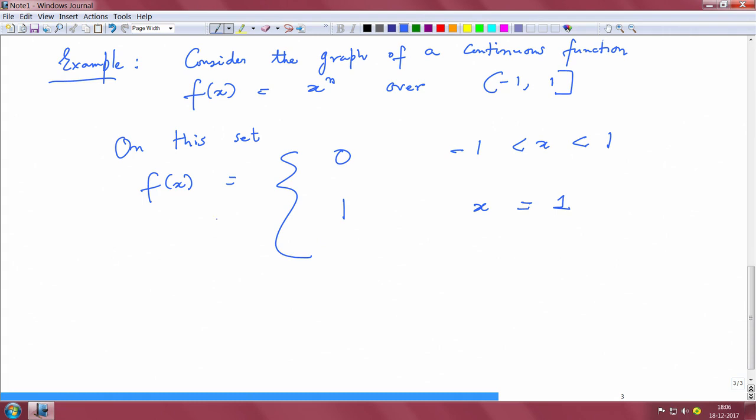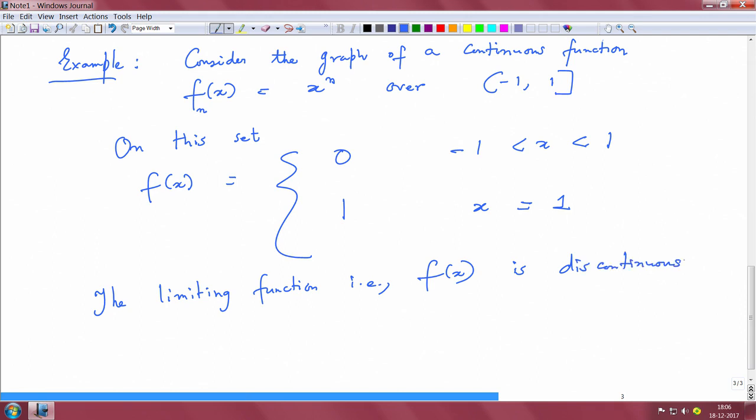Now if you observe this function, I mean this should be f_n of x here, f_n of x is x power n. Now if you observe the limiting function, that is f of x, it is discontinuous, and this was part of your homework exercise that if you have a jump like this, right, it is a discontinuous function. I gave you a homework exercise last time and this is basically a discontinuous function.